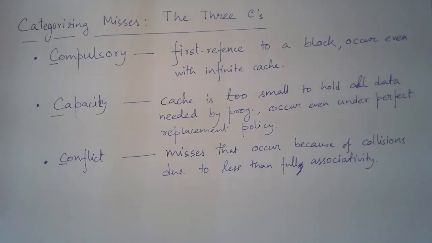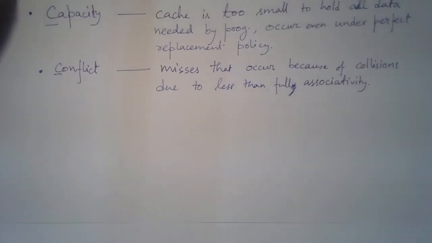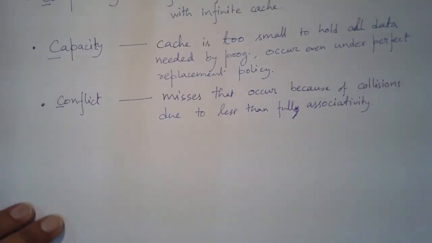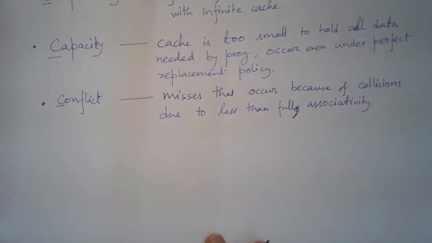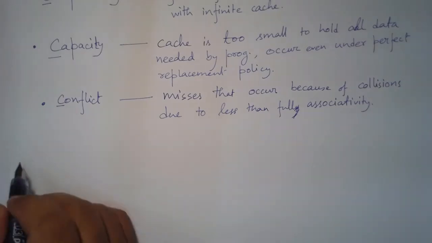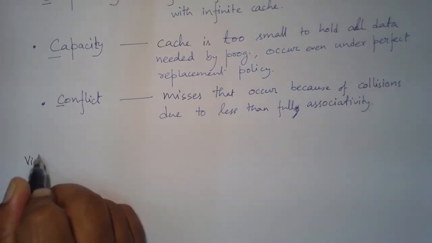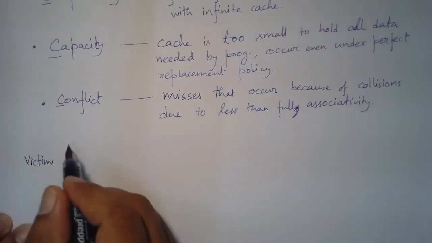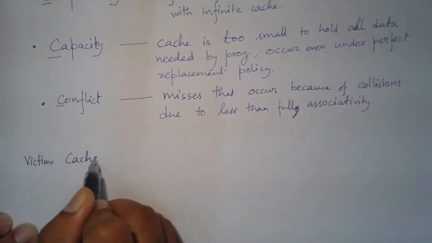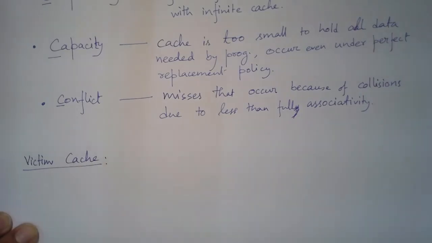But one way to reduce this miss penalty, which is not very difficult to understand, and which I will just briefly mention, is called victim cache. So, what is this strategy? The idea is very intuitive.